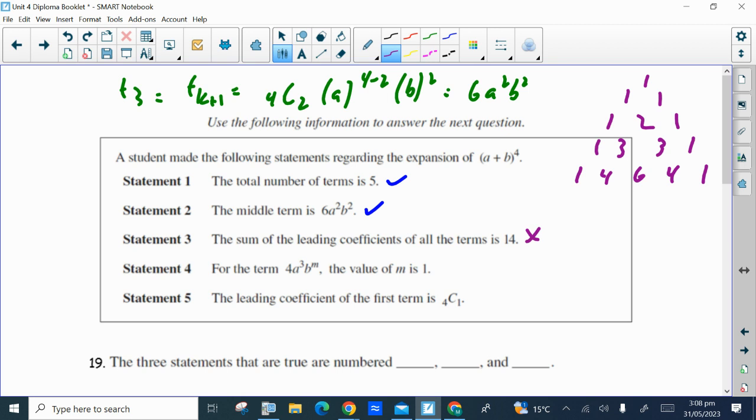For the term 4a cubed b to the m, the value of m has to be 1. Well, remember, every term in the expansion, if you add the powers together, they have to equal n. If the power on a is 3, the power on b must be 1. 3 plus 1 will give you the 4. And the leading coefficient is not 4C1, it's actually 4C0. 4C1 is 4. That's the second leading coefficient, not the first. So the ones that are correct are statements 1, 2, and 4.